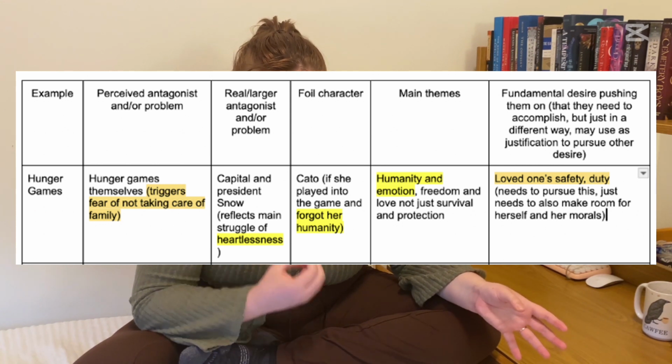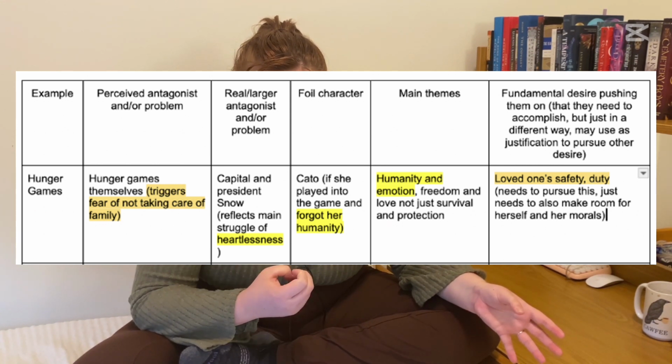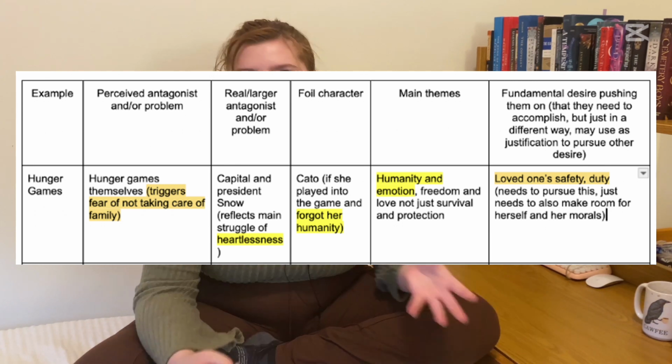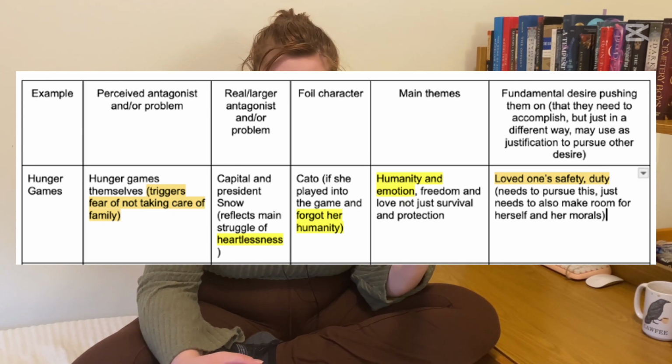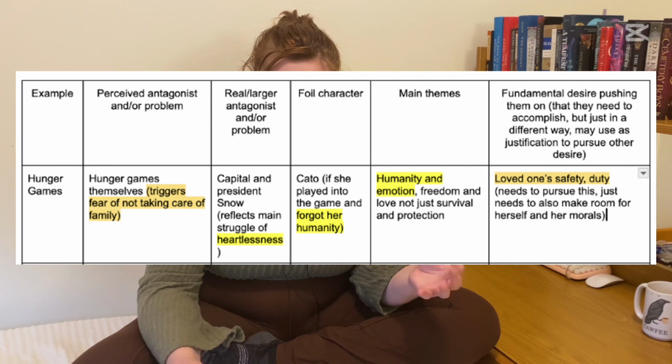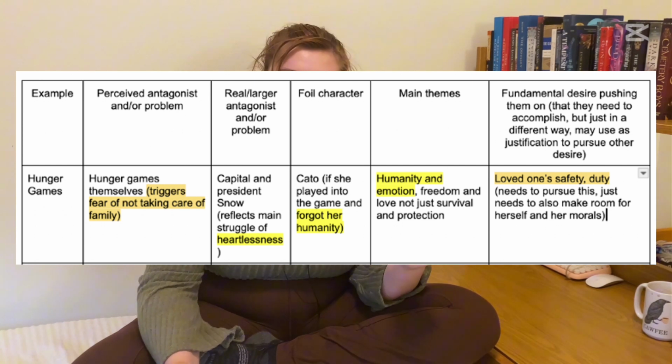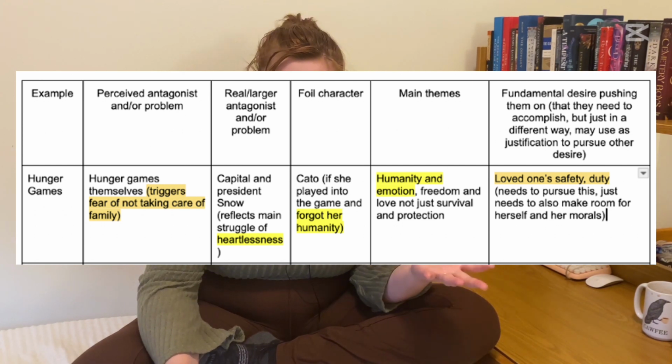But what I found further is that the foil character represents a lesser version of the large antagonist, and what can happen if they don't realize one of the main themes or one of the main lessons that the protagonist needs to realize. In other stories, there's different themes reflected in the larger antagonist and the foil character, but with the Hunger Games specifically, I found that the foil character also reflects the same main theme.